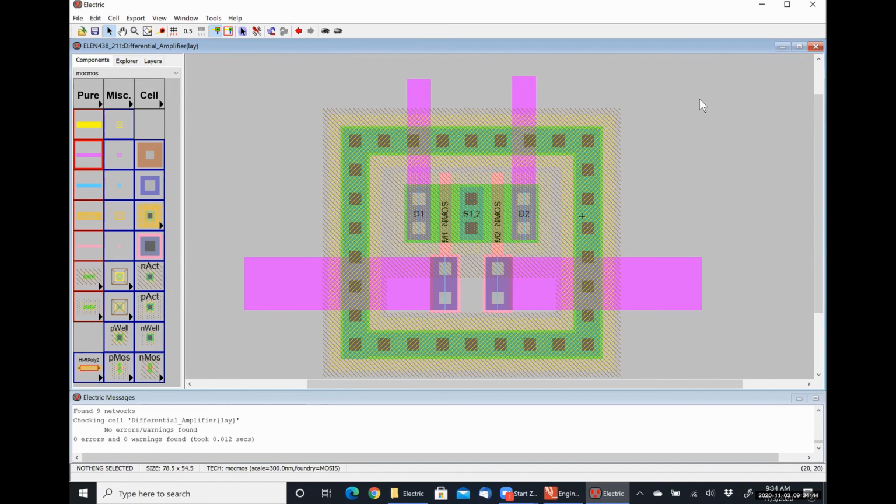So I now have a way to get my drain connected to the drain of the PMOS transistors. Everything's looking pretty good so far. I do need to remember to connect my source to my body, which is done with metal 1.